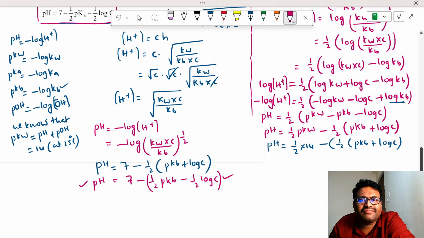pKb is written. Now we have seen the salt from strong acid and weak base. Base is weak. So for whom do you write pKb? For the weak base. So Kb or pKb will be given in the question, and the concentration of that solution will be given, so that you can calculate the pH of the salt from strong acid and weak base. Understood?